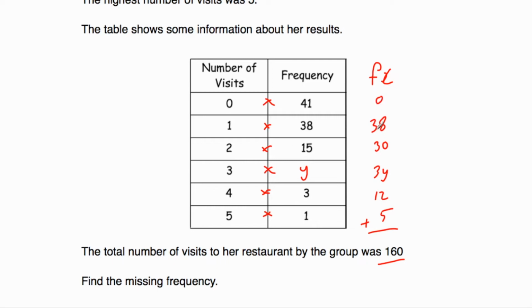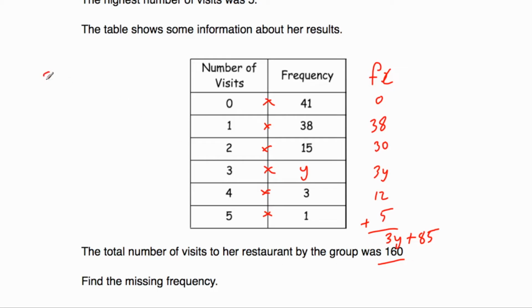So 0 plus 38 plus 30 plus 12 plus 5, adding up the numbers is 85, and then we've got our 3y, so that's going to be equal to 3y plus 85. Remember in algebra you can't add the y terms and the numbers together, so our total fx column will be 3y plus 85. But we're told that's equal to 160.